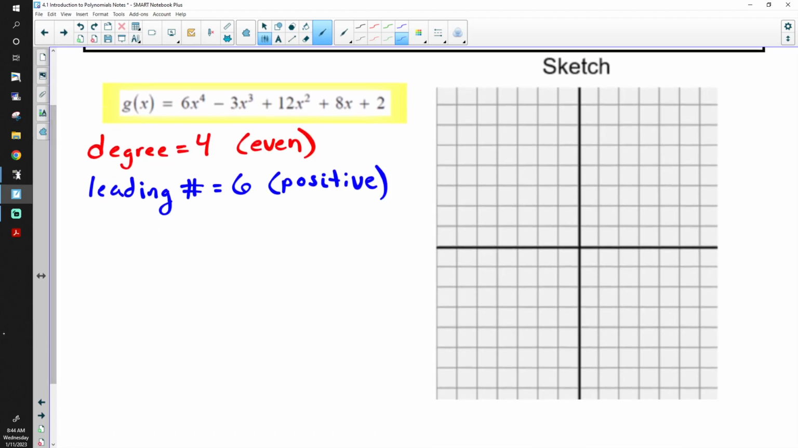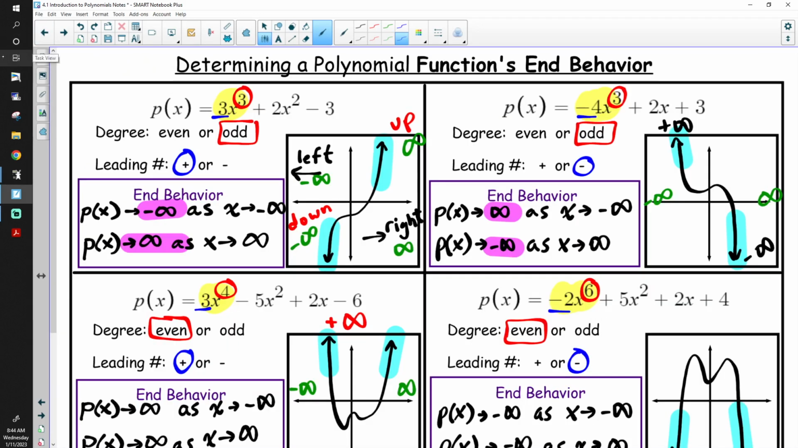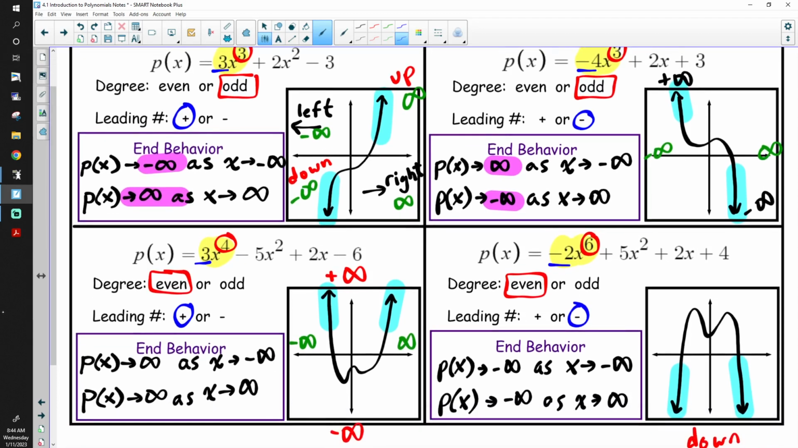If we go back and look at that sheet we just made, we have even and positive. Let's go find what that would look like. Even and positive. What's my graph going to do on both sides? It's going to go up on both ends.